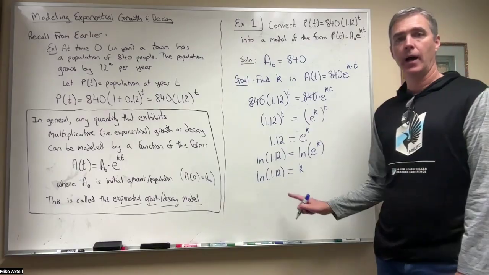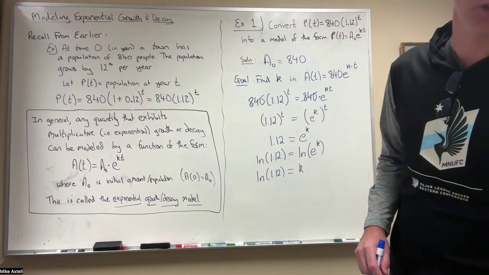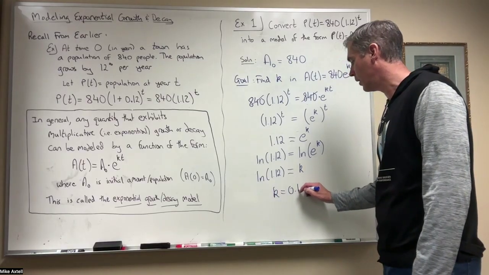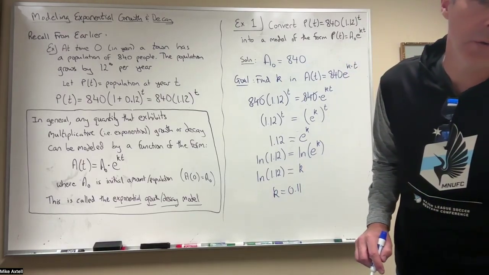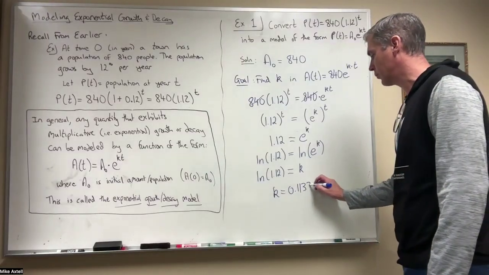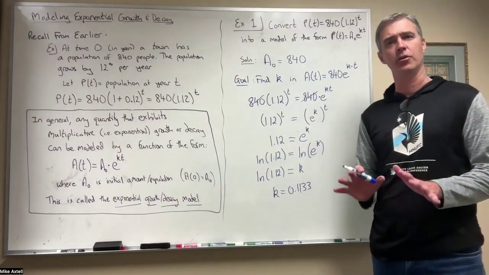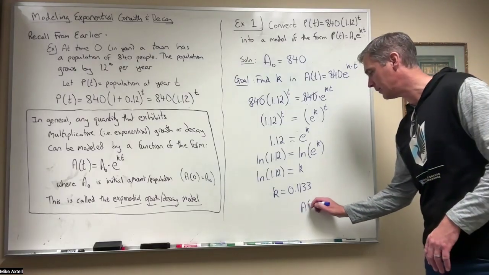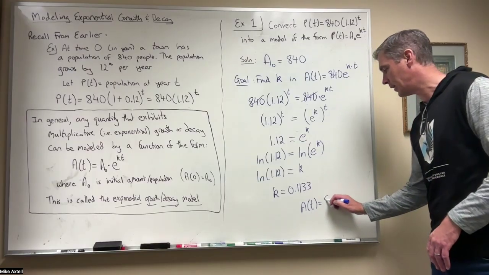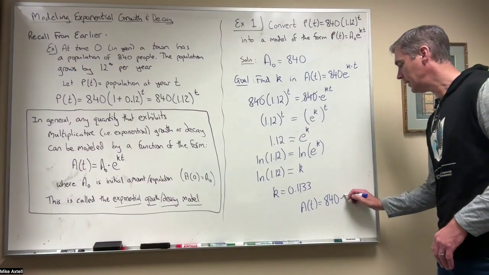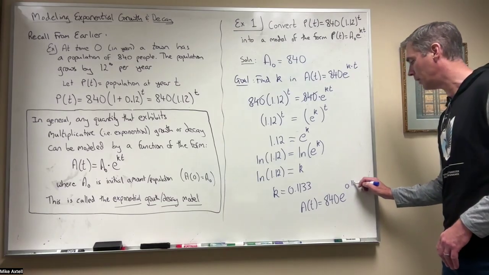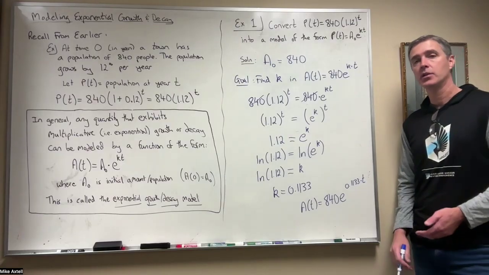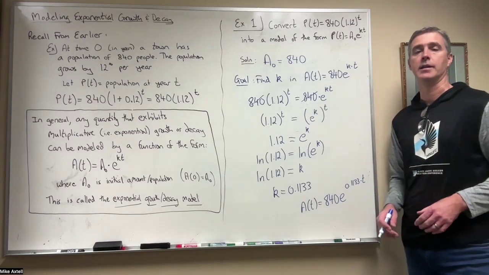Now, I punched in natural log of 1.12 on the calculator, and I got that k was equal to 0.1133. I went out to 4 decimal places for accuracy, which is pretty standard for your k value. Go 4 decimals deep. So ultimately, the function I'm after is A of t equals 840, the initial population, e to the 0.1133 times t. If I want the population 10 years from now, I plug in t equals 10 and crank this out in my calculator.